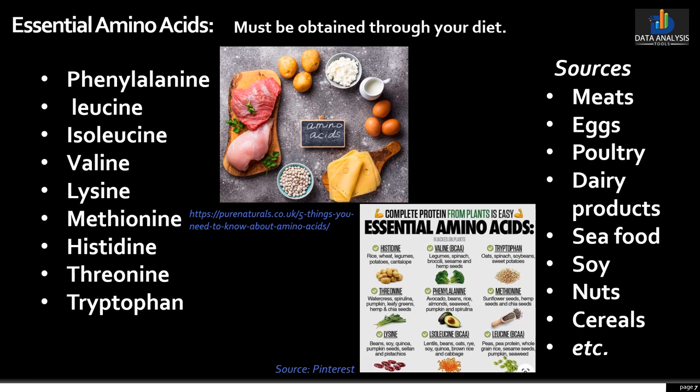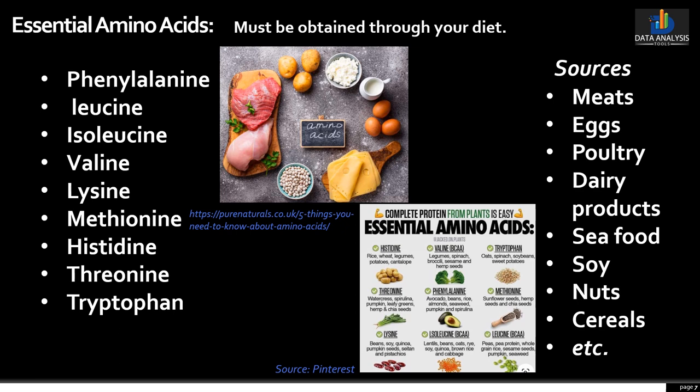So, now the big question is, how do we make sure that we are meeting our body's amino acid requirements through our diet? The answer is surprisingly simple. All we have to do is to eat a recommended amount of protein each day and consume a variety of whole grains and foods. The best sources of essential amino acids are animal proteins, like eggs, meat, and poultry.